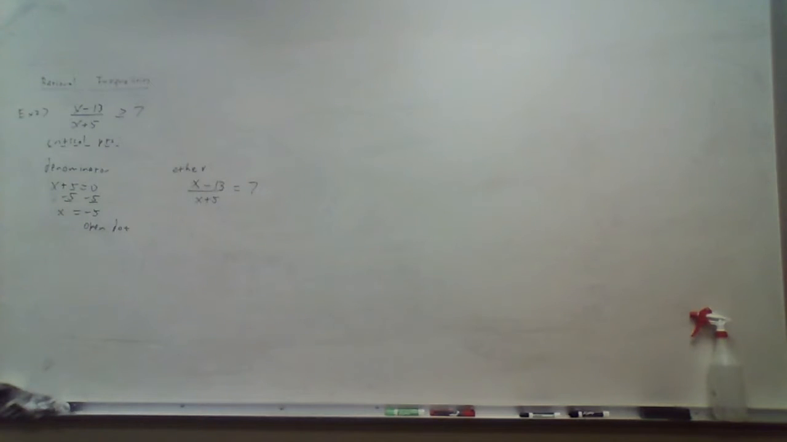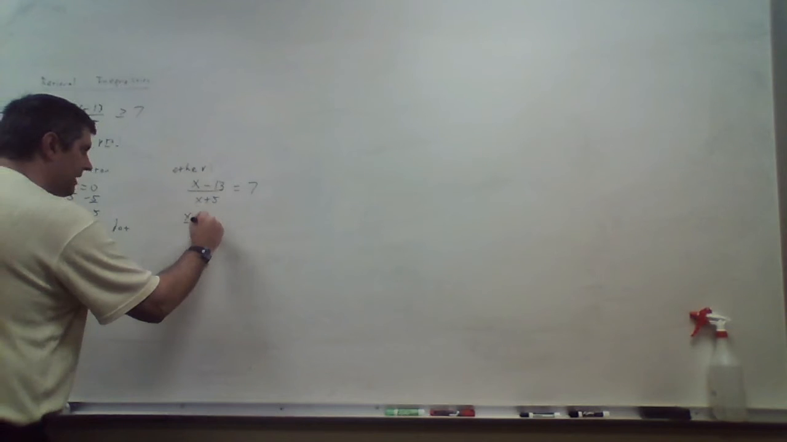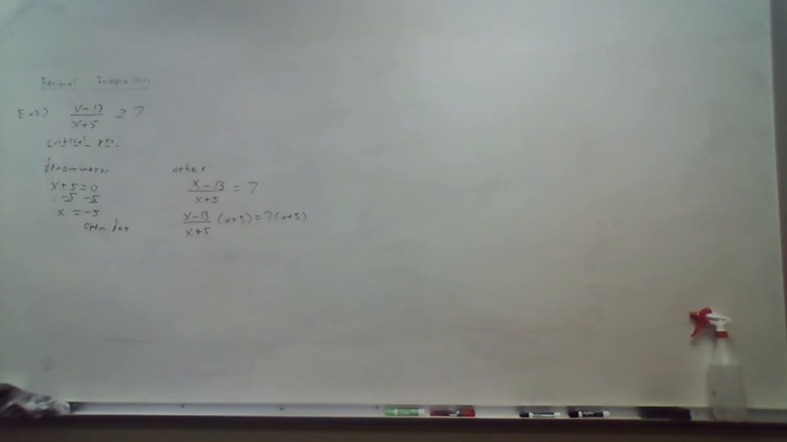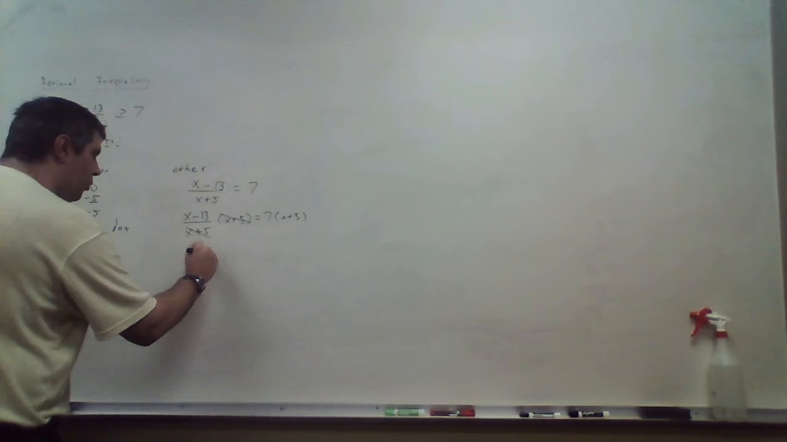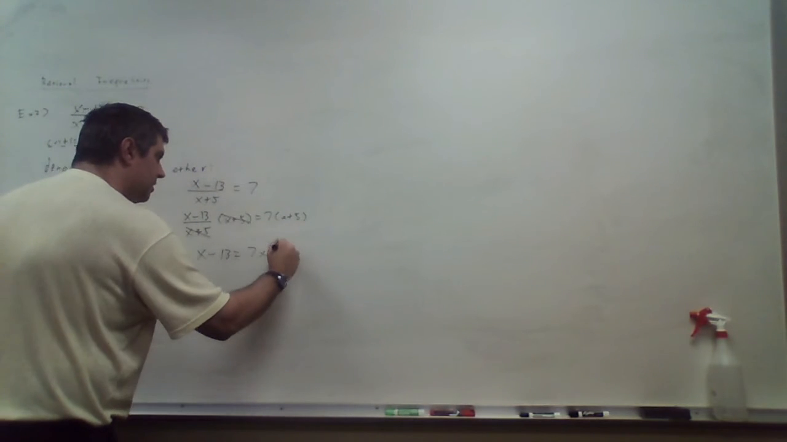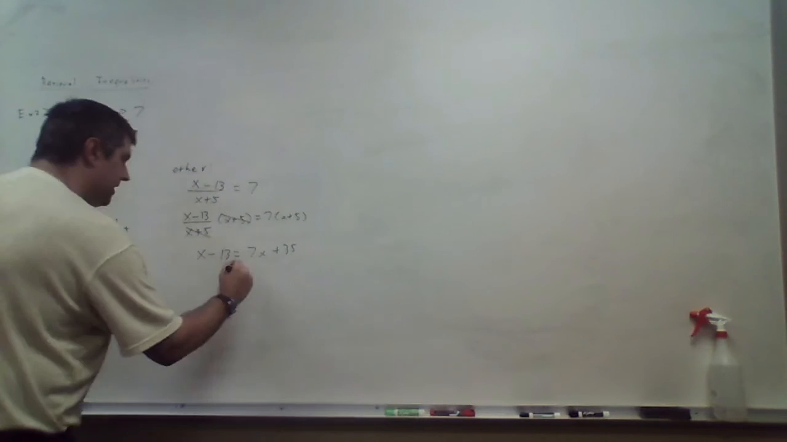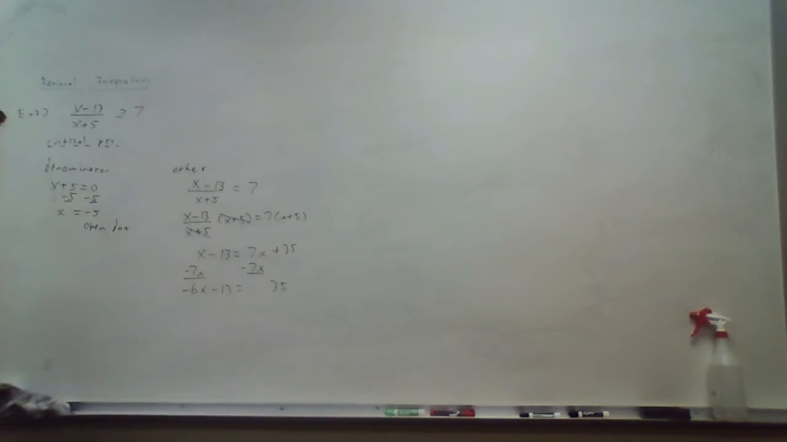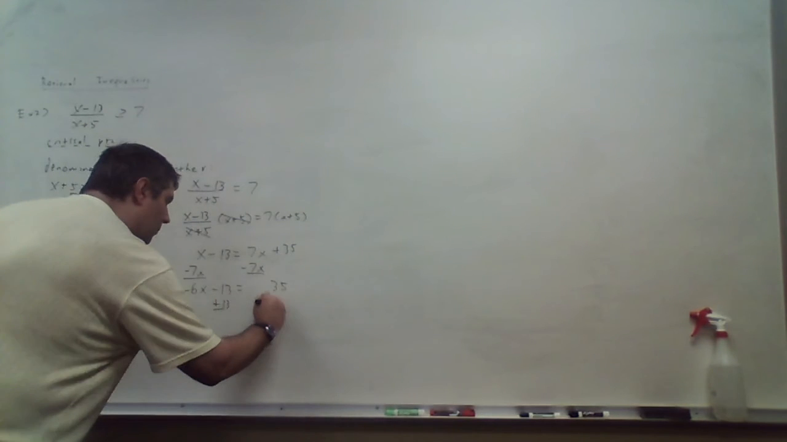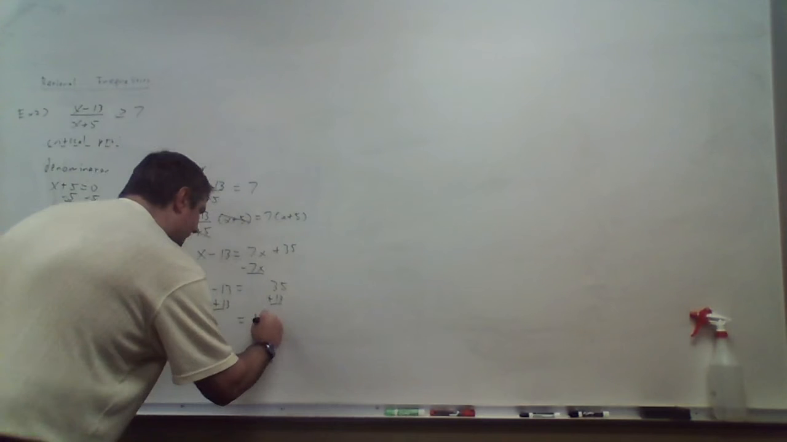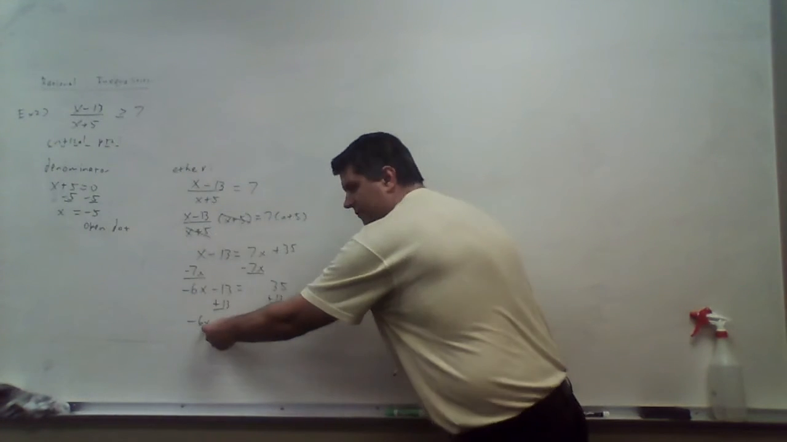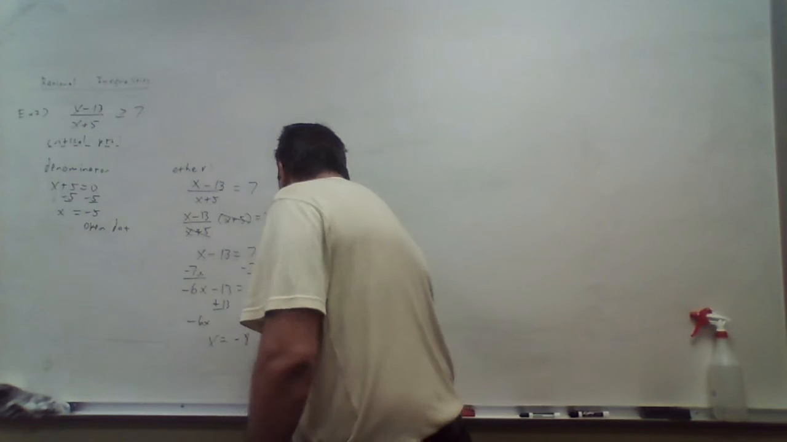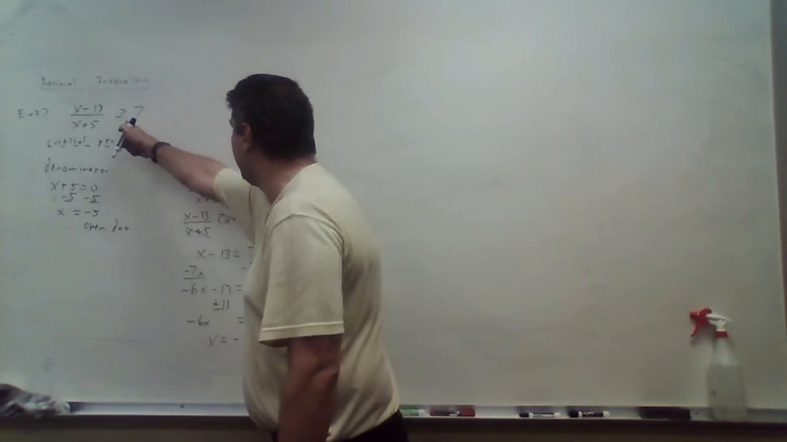Okay? We're going to clear out the fraction by multiplying by the LCD, which is x plus 5, like so. The x plus 5's cancel. We end up with x minus 13 equals 7x plus 35. Subtract your 7x. We end up with negative 6x minus 13 equals 35. Add your 13 back. We end up with negative 6x equals 48. Divide off the negative 6. We have x equals negative 8. It's going to be a closed dot because of the or equal to.